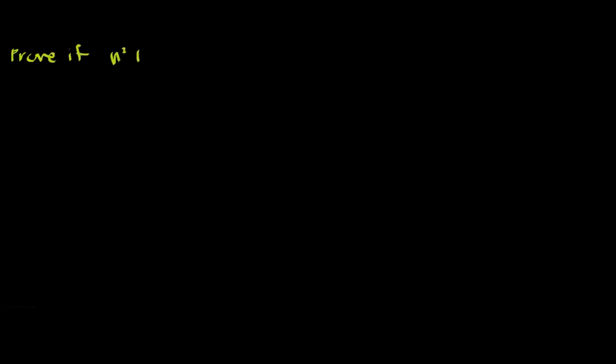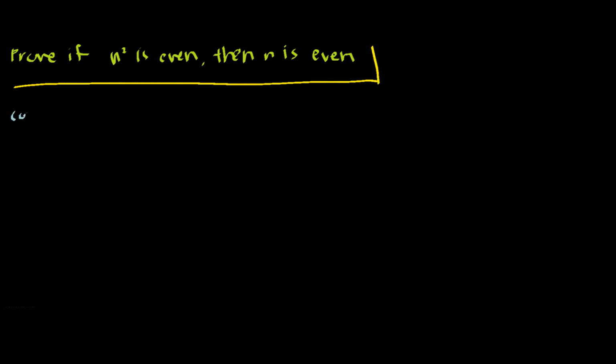Alright, moving on to our final example for a proof by contraposition. We're given a statement: prove if n squared is even, then n is even. So taking the contrapositive of this statement, for example, moving from p implies q to not q implies not p, we reconstruct the statement to say prove if n is odd, then n squared is also odd, which is also a much easier statement to prove, hence why we use the contrapositive.